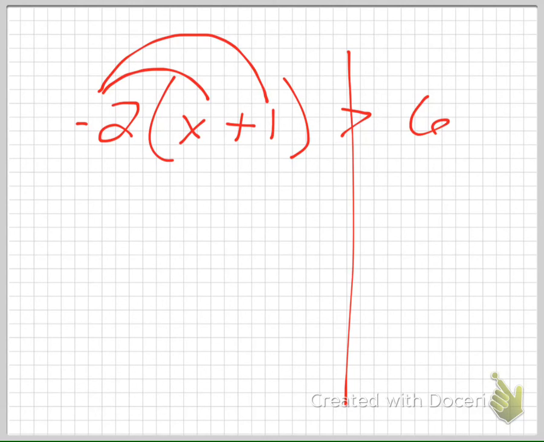You wouldn't even say I'm multiplying it by negative 2. I would say that I am distributing the negative 2. This would be negative 2x minus 2 is greater than 6, and then we would go from here. But we did not need to flip the sign because I did not multiply both sides by a negative.